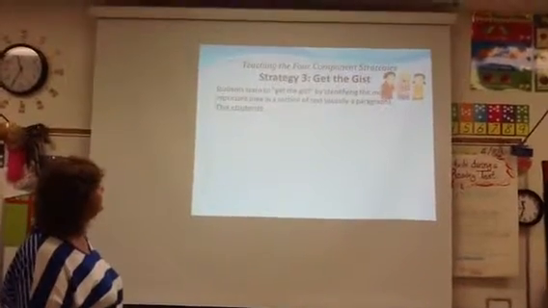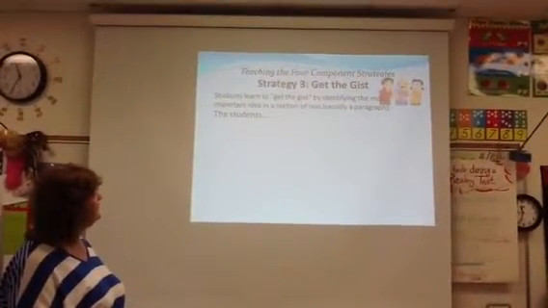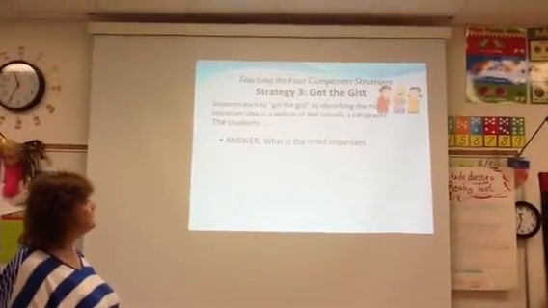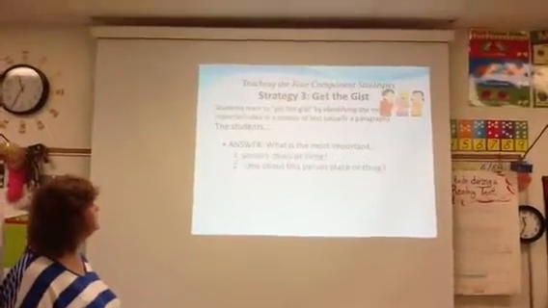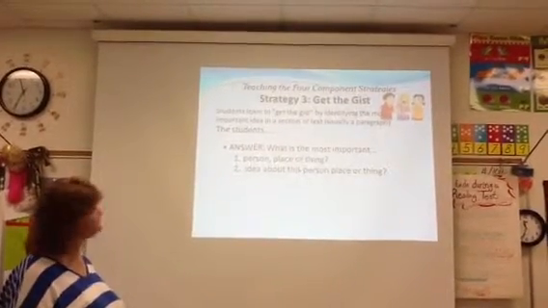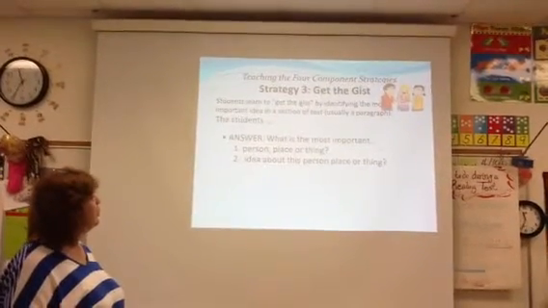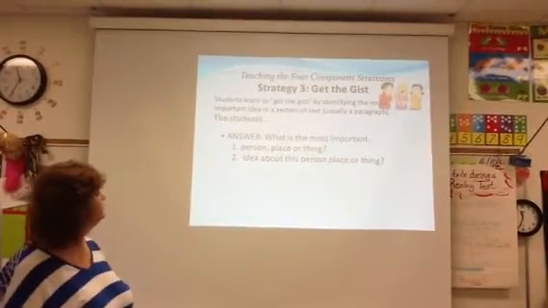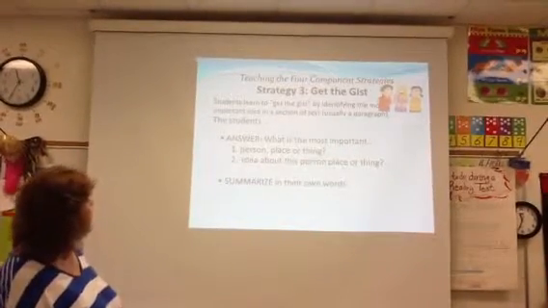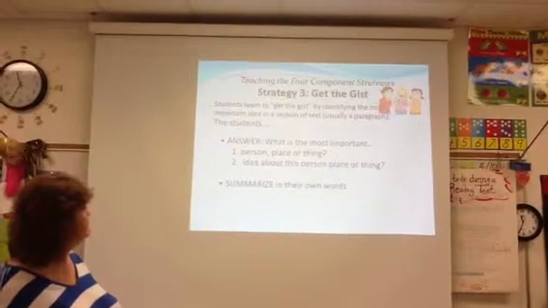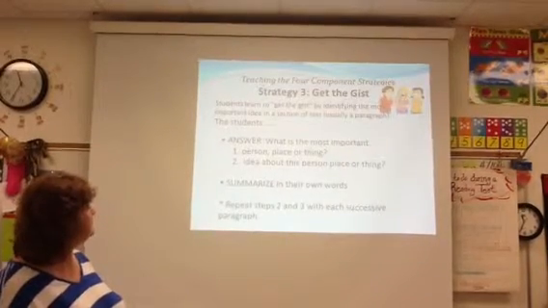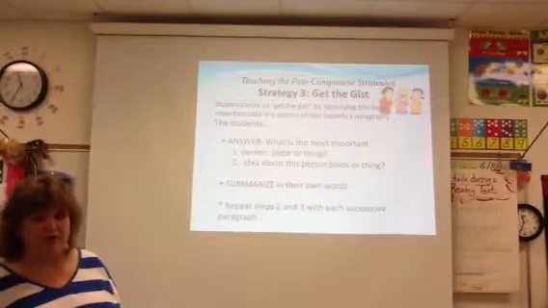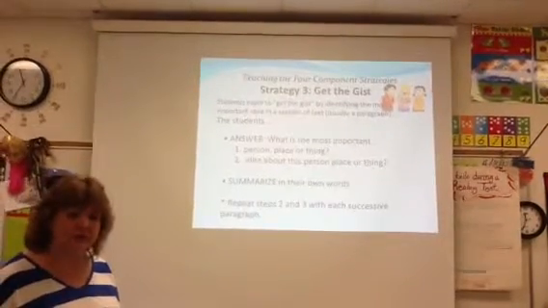So students learn to get the gist by identifying the most important idea in a section of the text, usually in a paragraph. The students answer what is the most important person, place, or thing. They answer what is the most important idea about this person, place, or thing. They summarize it. And then they repeat steps 2 and 3 with each successive paragraph or section, whatever it is that the teacher is asking to read.